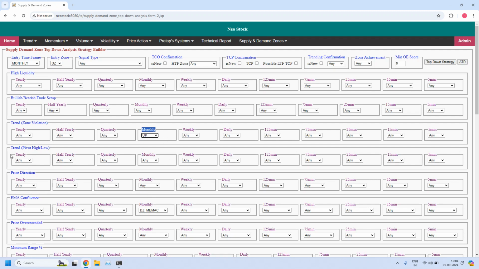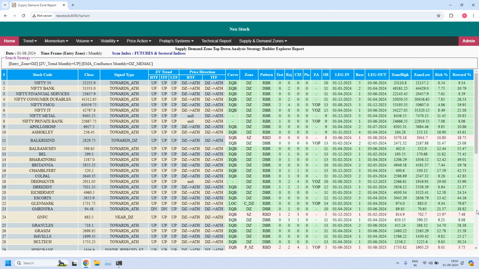If the list is big, we will also further filter based on pivot high-low trend. That means swing high-low trend. Currently, I have not enabled this. Depending on the list, we will see. See, we got a good number of stocks. A very big list is there. Let me scroll the list down.